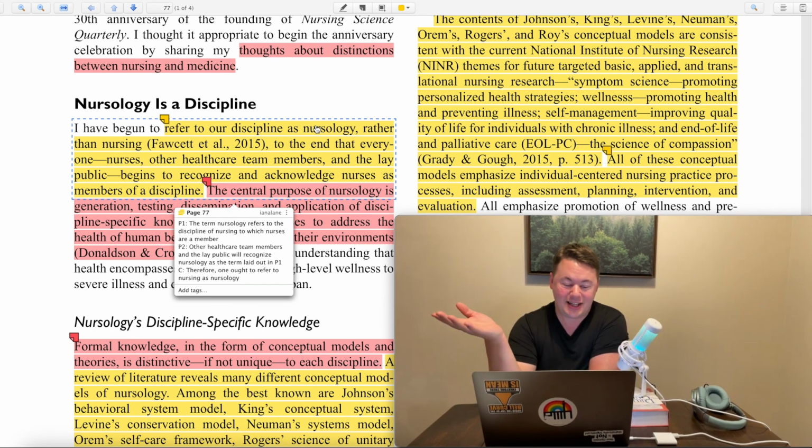Well, let's see. The term nursology refers to the discipline of nursing. Okay, well, that's what she wants to claim. That's fine. Other healthcare team members and the lay public will recognize this as the term for nursing. Why would we think that that's true? But despite that criticism for a moment, setting that aside, therefore, we ought to refer to nursing as nursology. That conclusion doesn't follow from those premises, even if premise 2 is true and the term nursology was widely used for nursing as in premise 1. That conclusion doesn't follow from both of those premises.